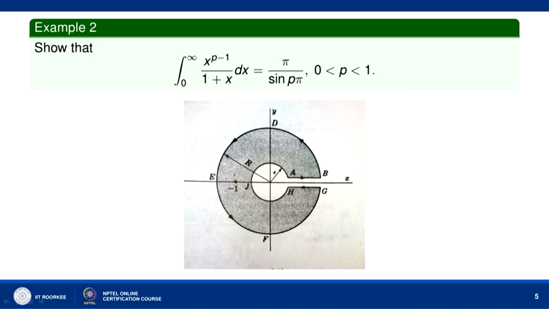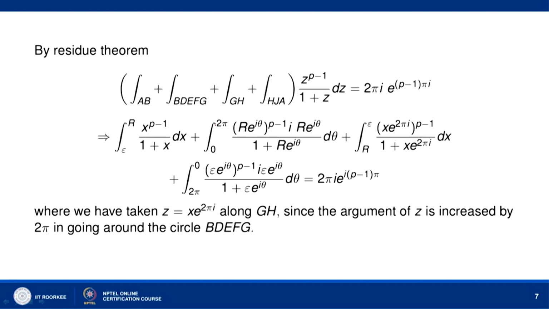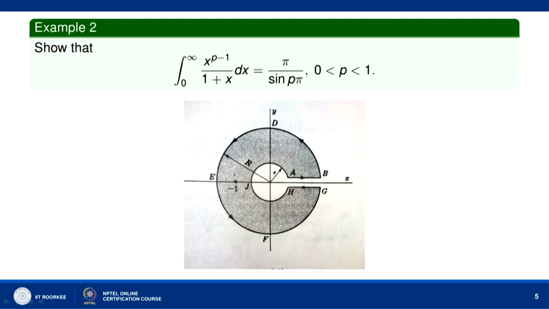So, we write the integral from 0 to 2 pi along the outer circle, whose radius is capital R. So, z will be replaced by R e to the power i theta, raised to the power p minus 1, dz is i R e to the power i theta, divided by 1 plus R e to the power i theta, and then we move along G H. G H is also coincident with the x axis, but at the point G, x is equal to R, and at the point H, x is equal to epsilon.